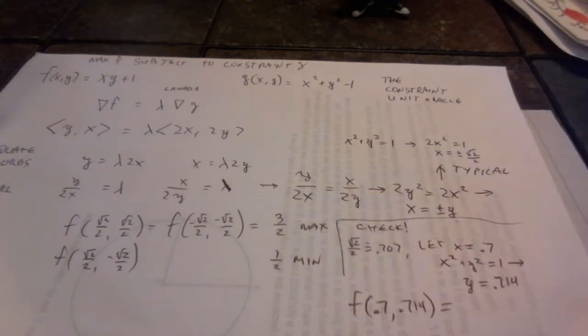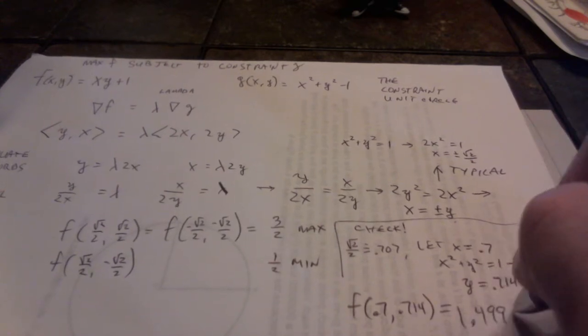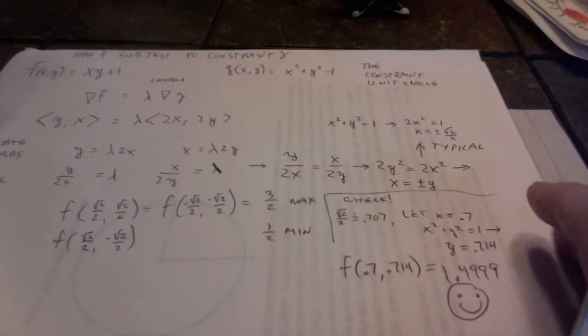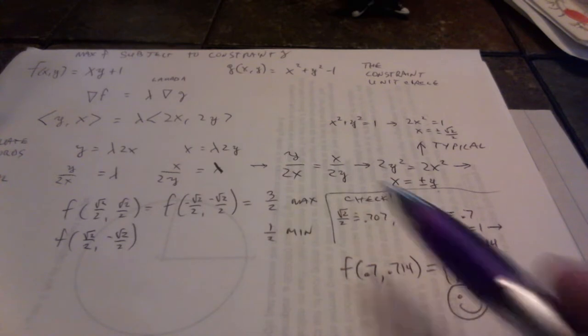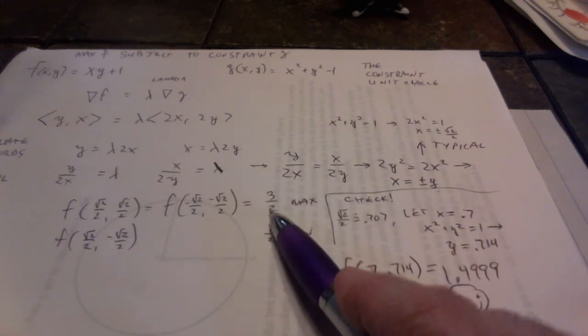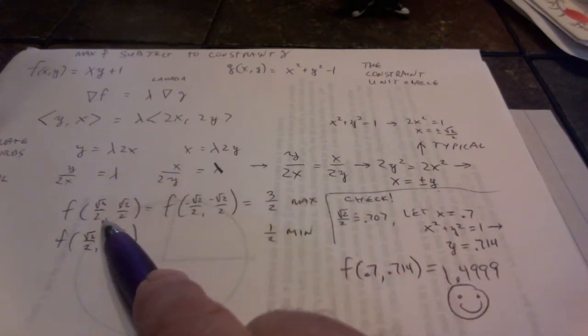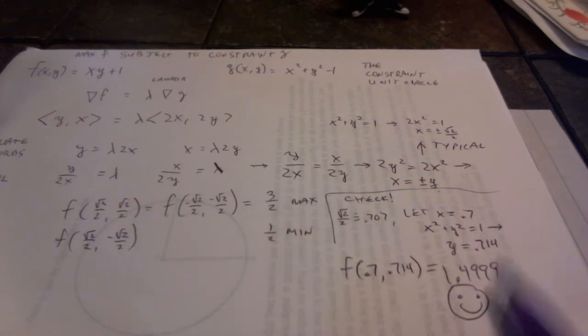So I did this on my calculator because it's just xy plus 1, and my calculator gave me the very happy 1.4999. So I drew a little happy face on my scrap paper that I was preparing ahead of time for you guys. I'm happy because 1.5 is my max. When I went a little bit away from the point square root of 2 over 2 comma square root of 2 over 2 on the unit circle, I got a slightly lower z coordinate. That's a very good sign that this 3/2 is a max.